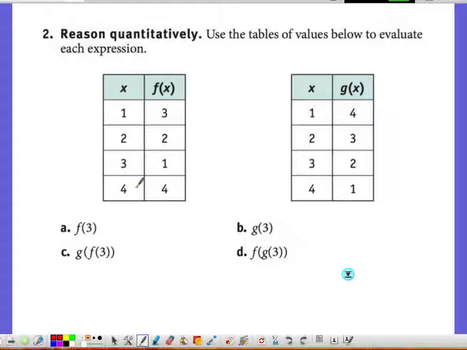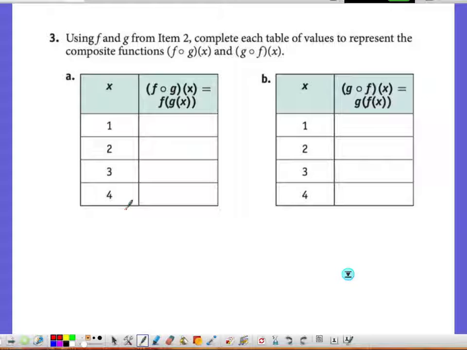Okay, so we're basically doing the same thing here. Again, here's our function f of x, and here are the inputs, and here we have the function g of x. And you're doing basically the same thing here. Number 3, using f and g from item 2, complete each table of values to represent the composite functions f of g of x and g of f of x.